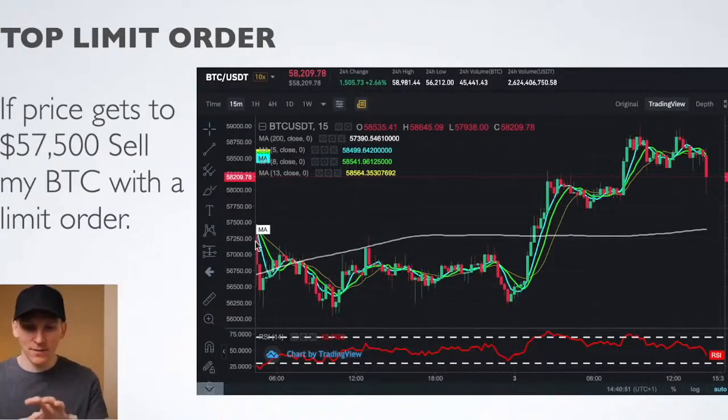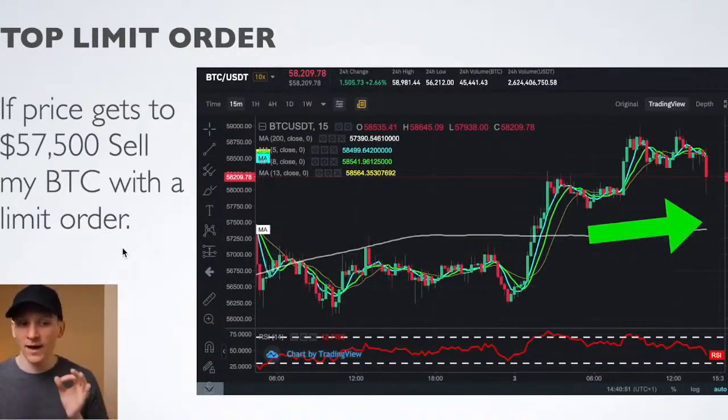So again, the same example, let's say the price gets down to 57,500, so we're making a loss. You can say sell my Bitcoin with a limit order, not a market order. Remember, with a market order, we're not guaranteed a price. We're going to get the best price in the market at that time. With a limit order, we're guaranteed to trade at 57,500, and if there is no liquidity at that price, we may not get our whole order traded.